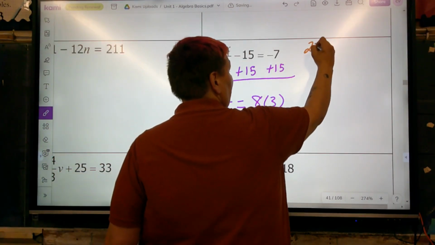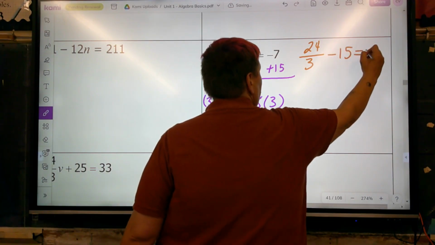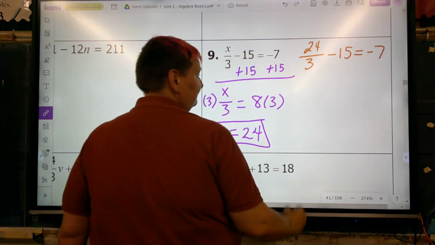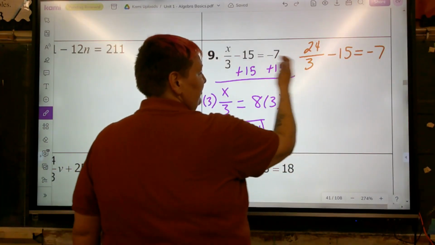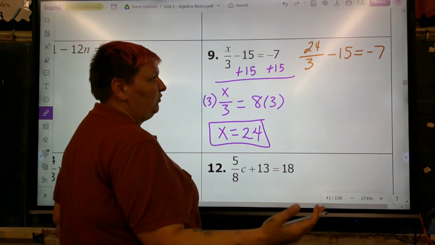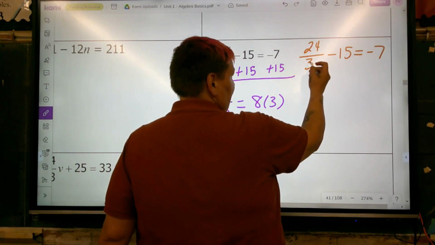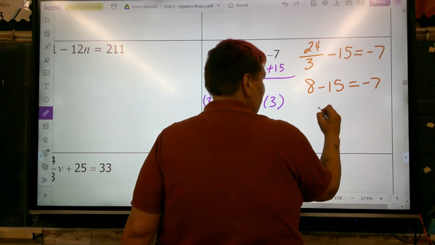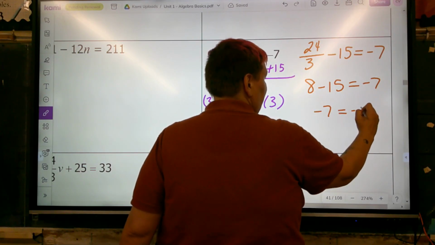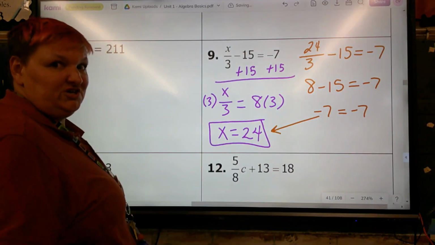24 divided by 3 minus 15 should equal negative 7. 24 divided by 3. Now that we have all values and no variables, you go back to following order of operations. Division comes before subtraction. 8 minus 15 should equal negative 7. Negative 7 is equal to negative 7. That means this is the correct answer. That's how you check your work.